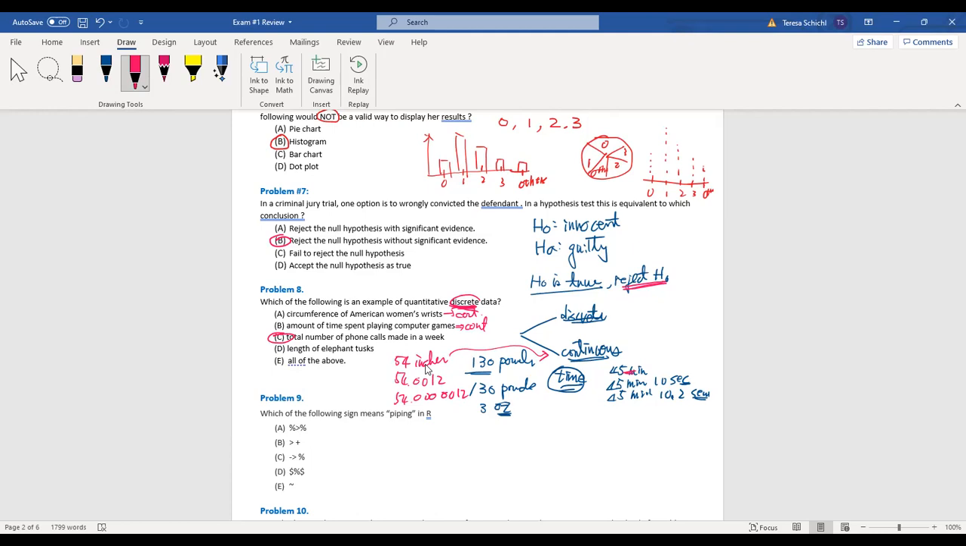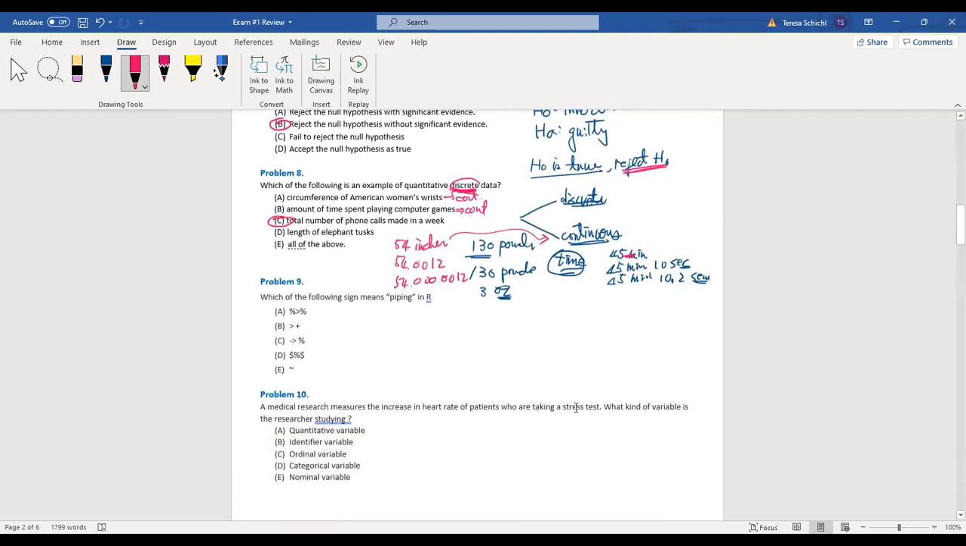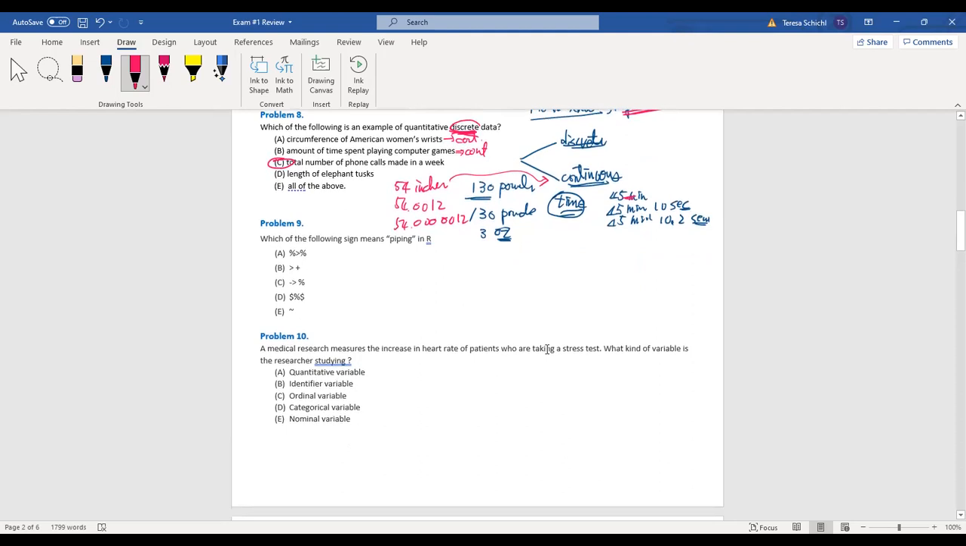Okay, so be very careful about the differences between continuous and discrete, right? Okay, so this one, number 9 here, is just to see the piping concept in R.